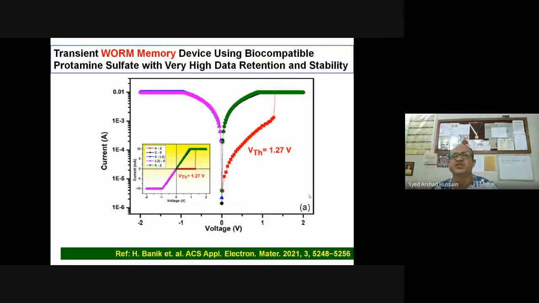In our case, we have observed that this memory device can dissolve in water in a few minutes. So this is very good, and this kind of transient device is good for implantable devices in the future.